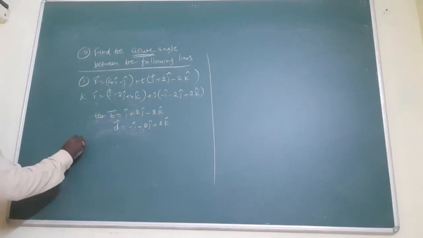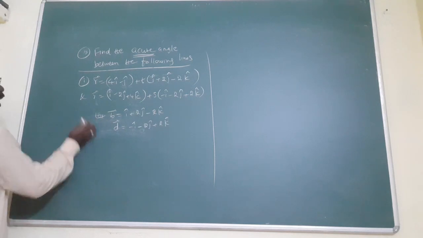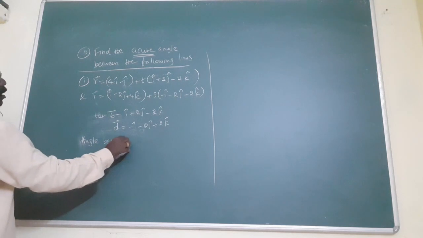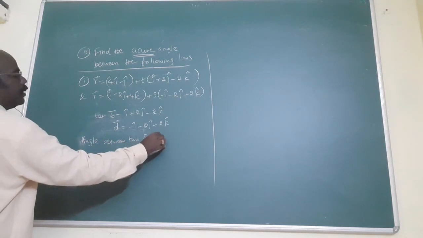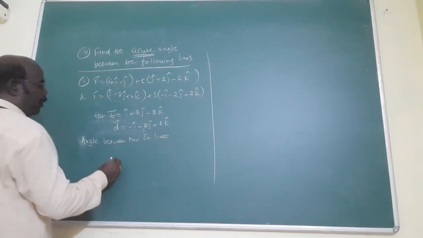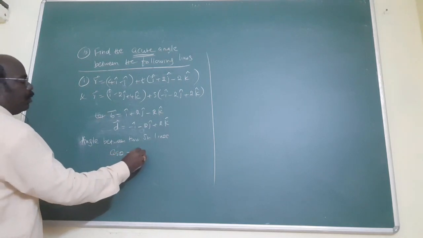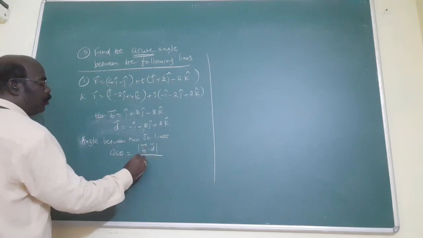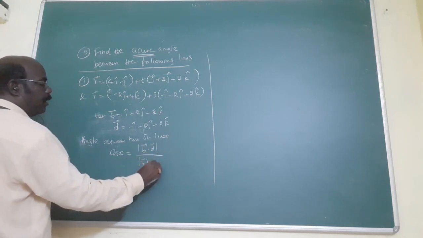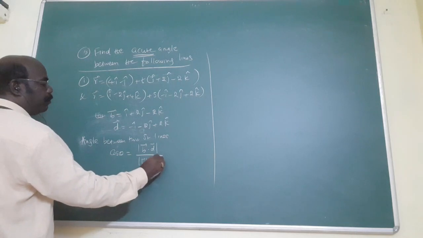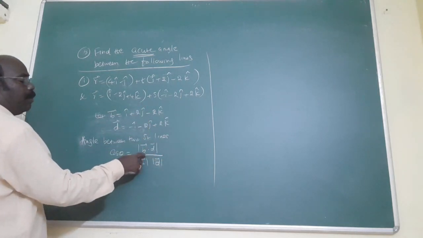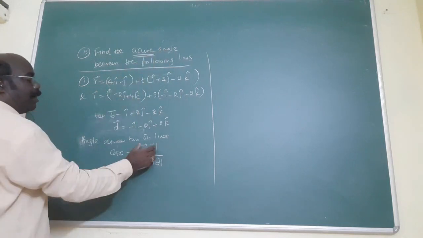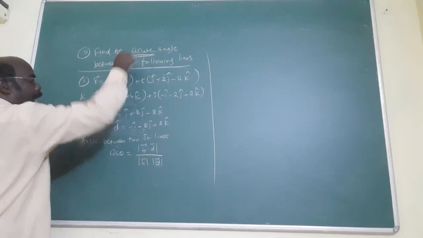Now, what is asked? The angle between two straight lines. What is the formula? Cos theta equals modulus of B dot D divided by modulus of B vector times modulus of D vector. This is the formula. Previously I wrote the formula without modulus.